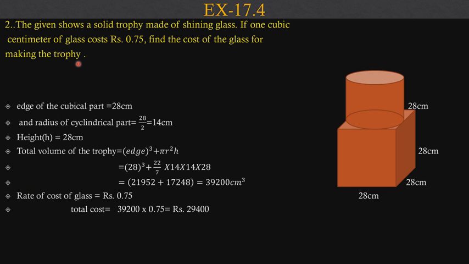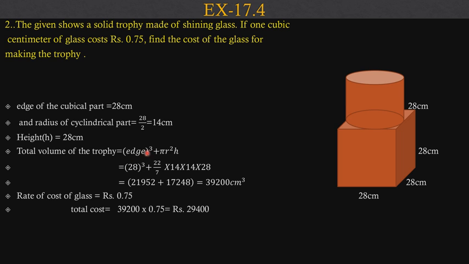We have a given figure which shows a solid trophy which is made of shining glass. If 1 cubic centimeter of the glass costs rupees 0.75, we need to find the cost of the glass for making the trophy. So we know that the edge is 28 centimeter as it's given, so your radius will be 28 by 2. Height is given 28 again.